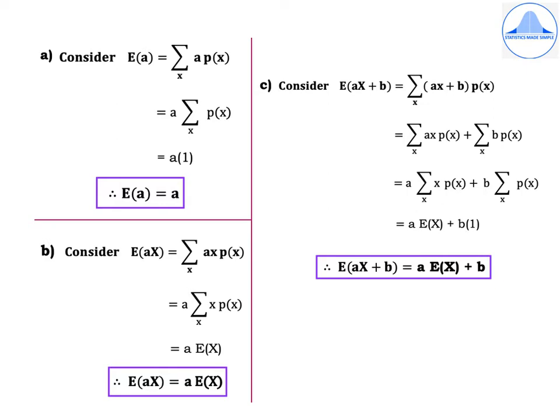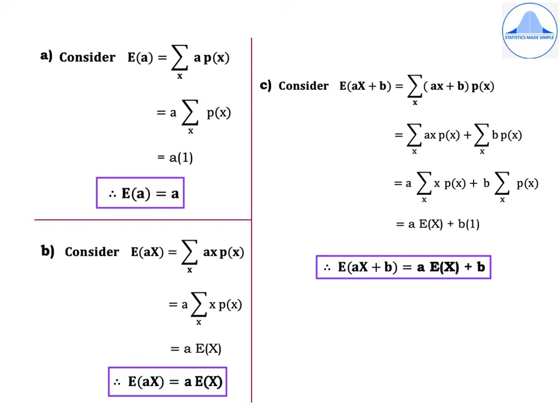So in the E of X formula, all you have to do is replace x by A. So the starting step is consider E of A is equal to summation over x A P of x. Now A, I already mentioned, is a number. So it doesn't depend on the summation which is over the x values.